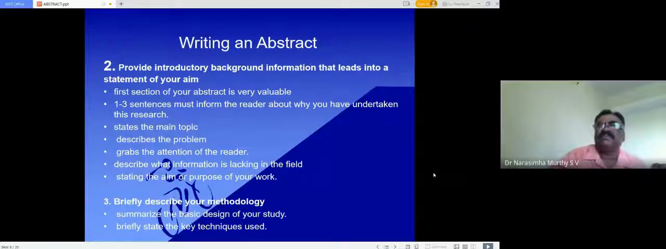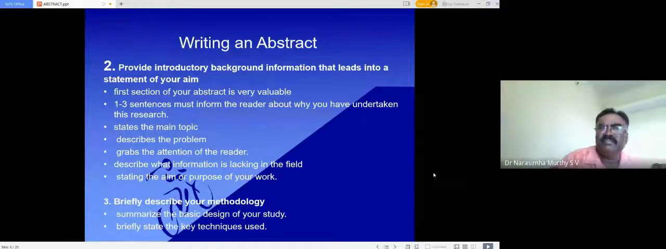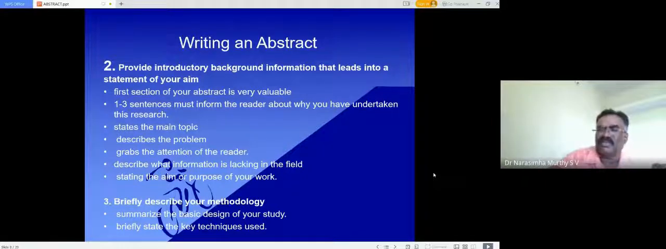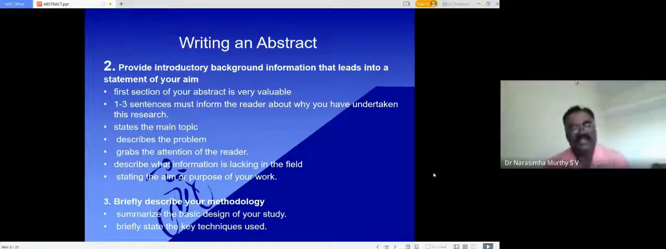Remember, a good abstract should always answer the question of purpose. Why have you written? Why have you taken up this study? The first section is very vital and significant, because the first one to three sentences must inform the reader the purpose of your research. What prompted you? What made you take up this research work?